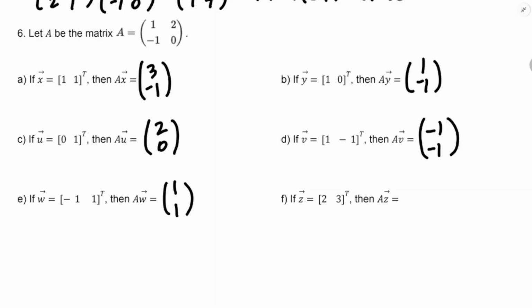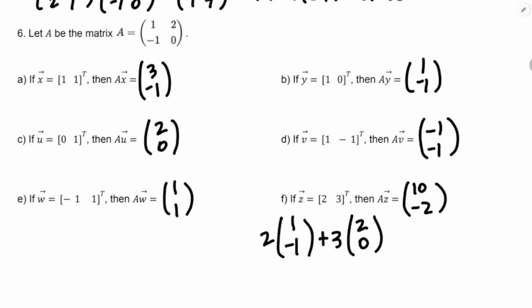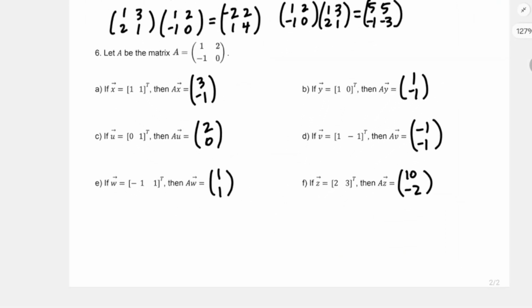And then Z is 2, 3. That'll be 2 of the first column plus 3 of the second. So that's 4 and 6 is 10, negative 2 and 0. There we go. And I think, yep, that's all we've got for this problem set.